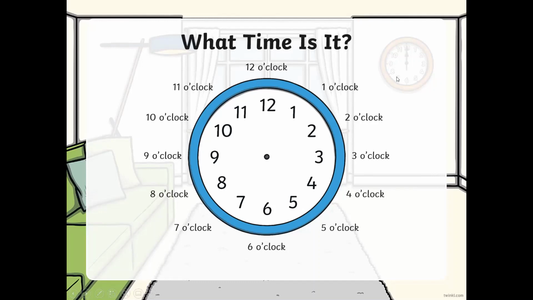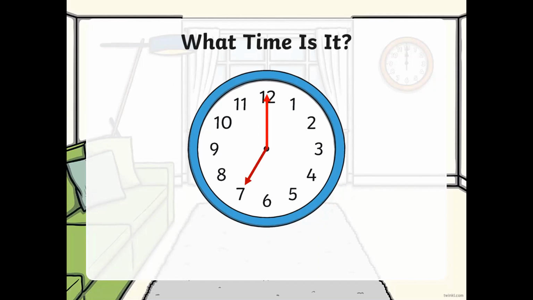Let's check. I ask, you answer. What time is it, everyone? Can you tell me? What time is it in this clock? Let's check. It is 7 o'clock. Next one. What time is it this time? It is 3 o'clock. What time is it? It is 11 o'clock. What time is it? It is 6 o'clock. What time is it? It is 9 o'clock. And this time, what time is it?